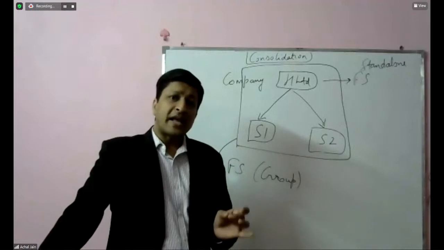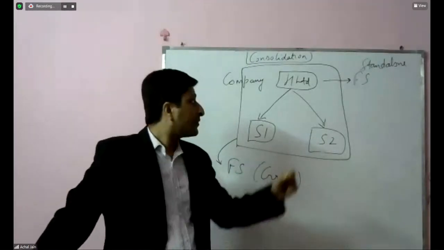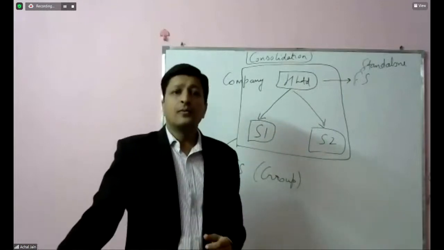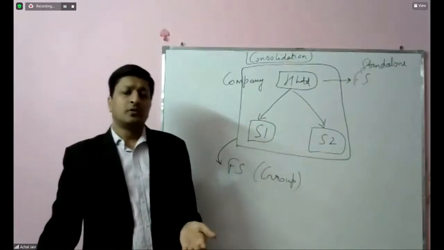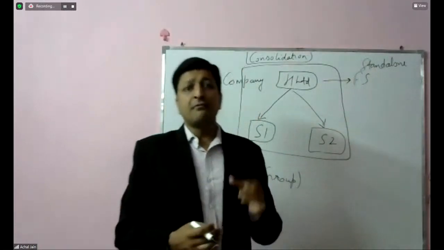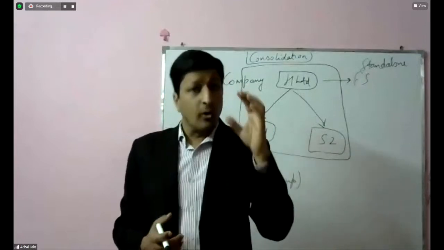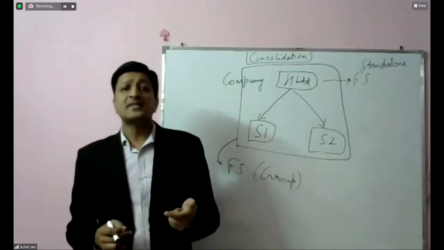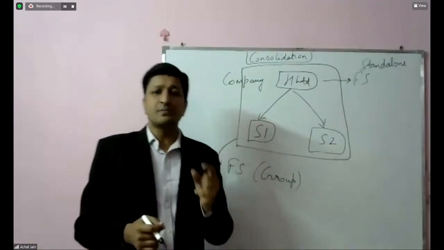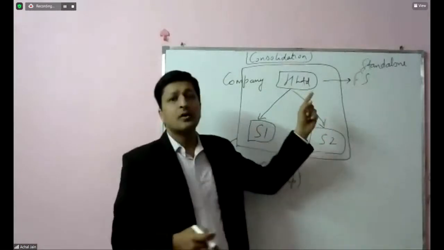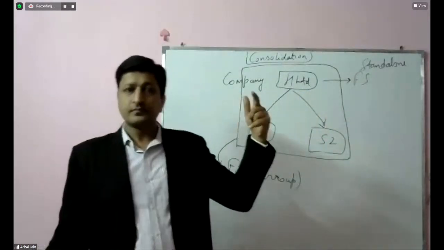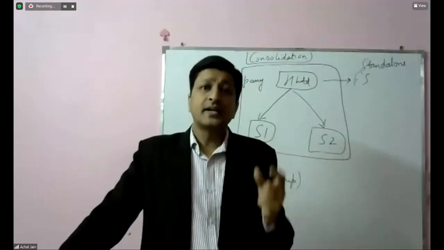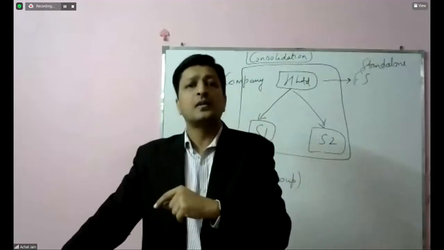Now, what does this group comprise? This group comprises H Limited, S1 and S2. Now, whenever we talk about a group, for our purposes, it will always include the holding company and the subsidiary companies. What do we mean by subsidiary companies? Subsidiary companies mean the companies which are controlled by another company. And what do you mean by holding company? Holding company would mean the company which has control over other companies.